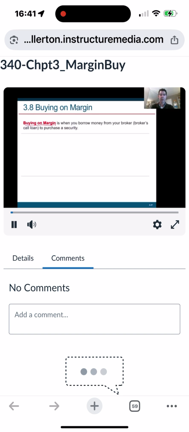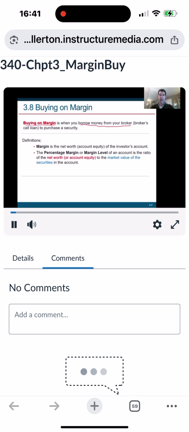Buying on margin is when you borrow money from your broker. Let's say I have an account with Charles Schwab, and I ask Schwab, "Hey, can I borrow, say, $5,000 in order to buy stock?" That's called buying on margin. You are borrowing money from your broker in order to trade stock.